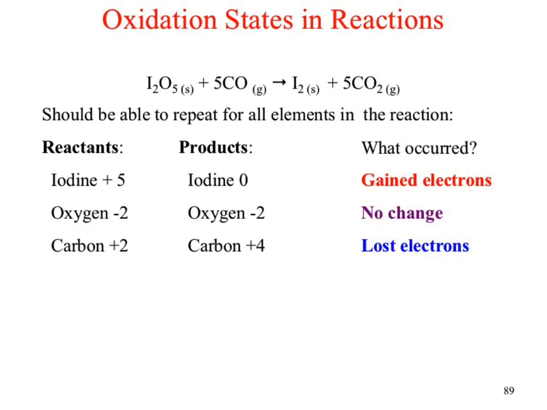Our oxidation states for reactions. Once we know how to identify oxidation states, we then have to apply that to a reaction. So we'll look at the oxidation state for every single element on the reactant side, every single element on the product side, and decide, did it change? If the oxidation state has changed, then we have a redox reaction. And we now have to label reduction or oxidation. Gain of electrons is defined as reduction. Loss of electrons is defined as oxidation.